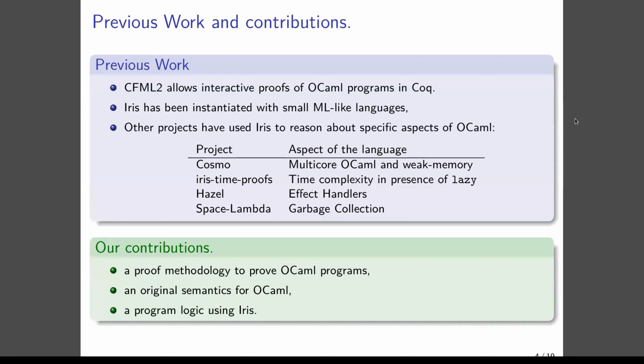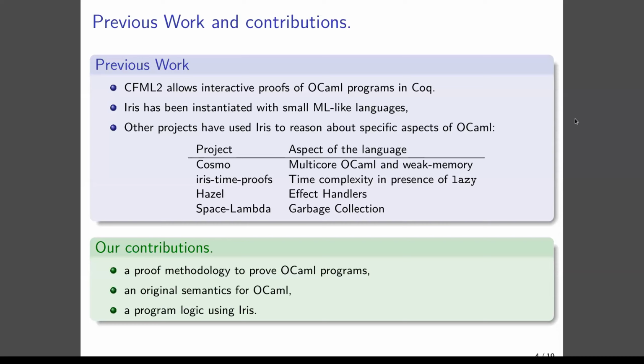There already exists some previous work to allow such proofs within the Coq Proof Assistant. CFML2, for example, allows for interactive proofs of OCaml programs, but it makes some choices about the semantics of OCaml which we do not make in Osiris. And it doesn't have access to the Iris logic, which we want because it is highly expressive and helps verify difficult and complicated programs.